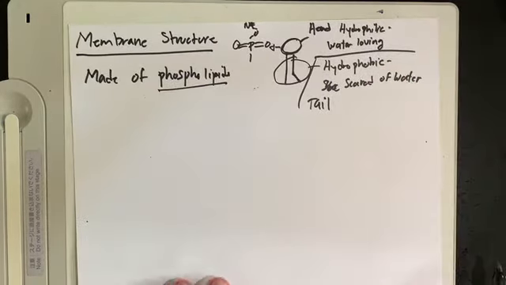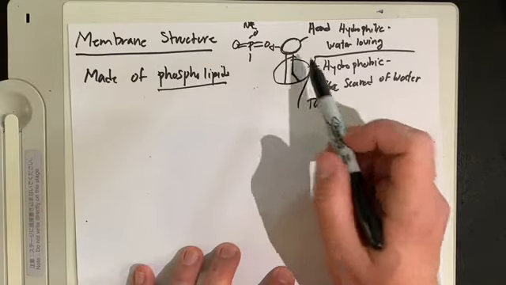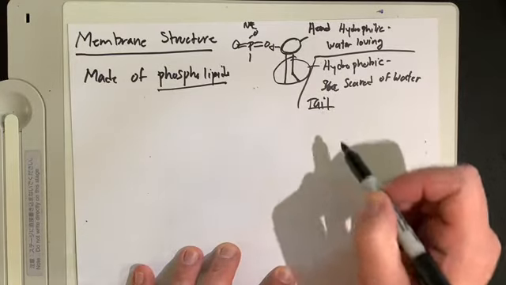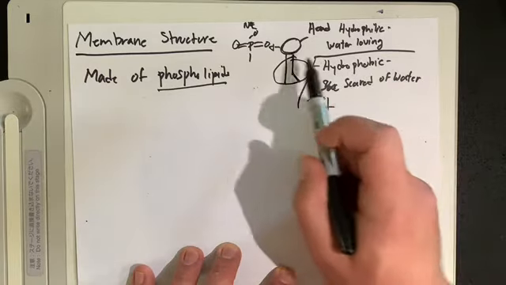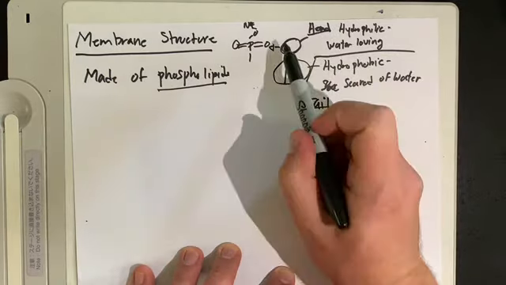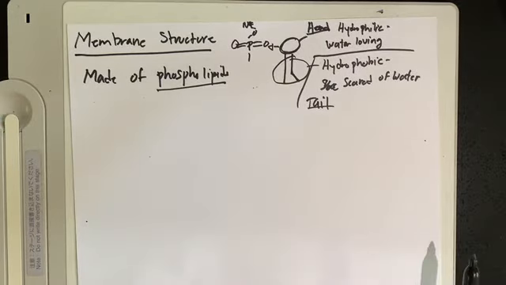Philic is love. So if you think of like Philadelphia, we call that the city of brotherly love. That's what that phili part stands for, is love. And so the tail of our phospholipid is hydrophobic, but the head of our phospholipid is hydrophilic. And this is very interesting because one part is hydrophobic and one part is hydrophilic. They're going to interact differently if you put them in the water.